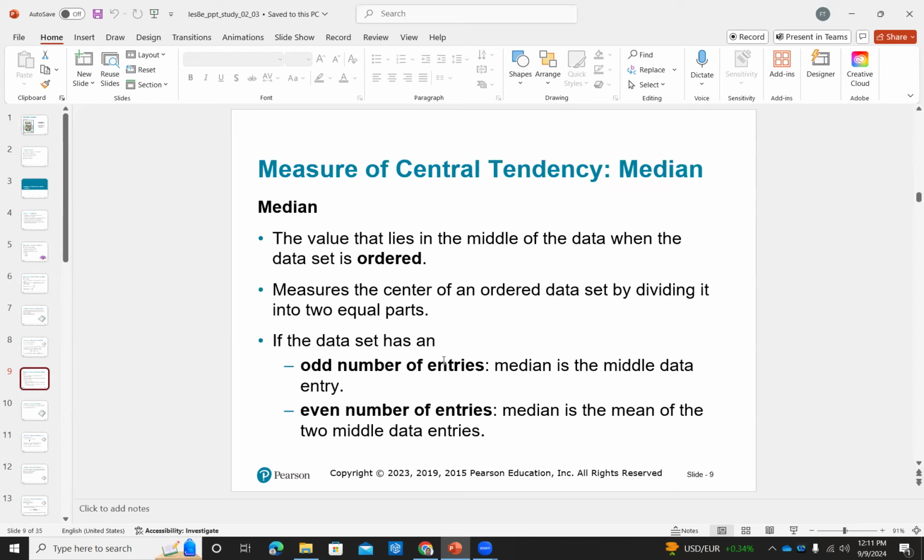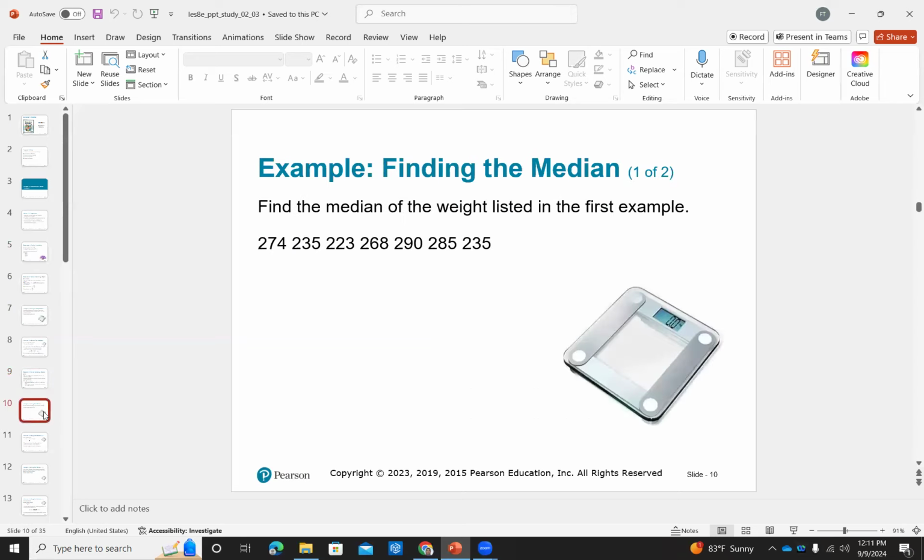If the data set has an odd number of entries, then the median is the middle data entry. But if you have an even number of entries, then you take the average of the 2 middle numbers. That's how you find the median. The important point for median is that you have to make sure your data set is ordered from smallest to greatest first. If you have just one number in the middle, you're lucky, and that number is your median. But if you have 2 numbers in the middle of the data set, you take the average of those 2 numbers.